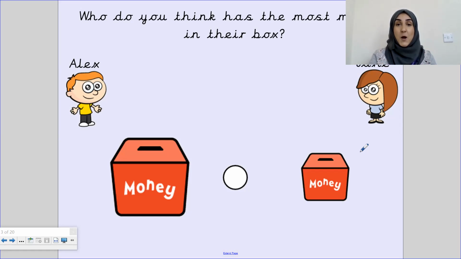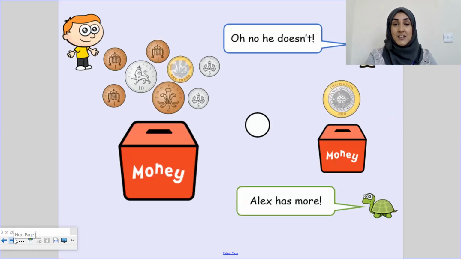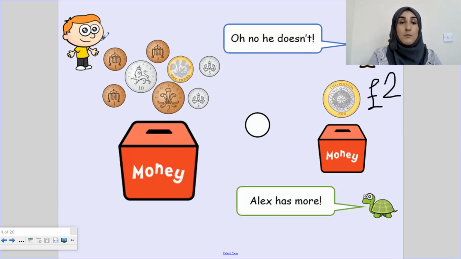Okay, let's find out on the next screen who has more money in their box. Oh my goodness, let's count together. So this one's nice and easy. So Jane has £2. Jane has £2.